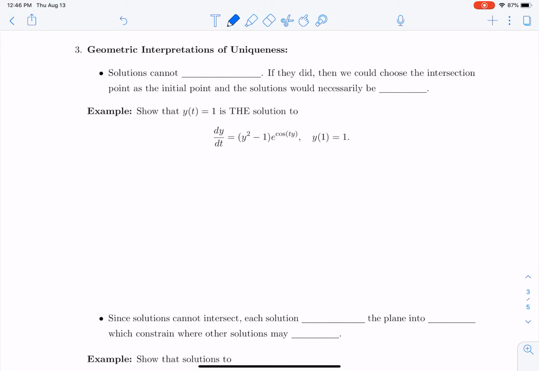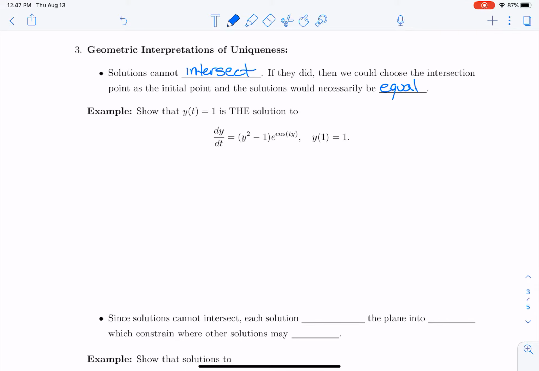In the last video, we started to talk about the geometric interpretation of uniqueness. Specifically, we talked about the fact that solutions cannot intersect. Because if solutions intersected, then we could choose the intersection point as the initial point. And if existence and uniqueness holds, the solutions would necessarily have to be equal. So as long as the existence and uniqueness theorem holds, then we can say that solutions cannot intersect.